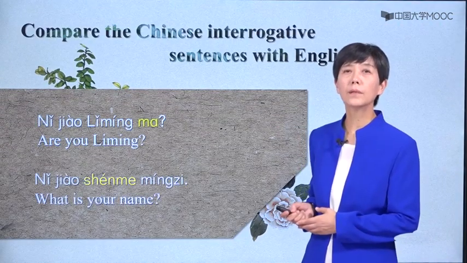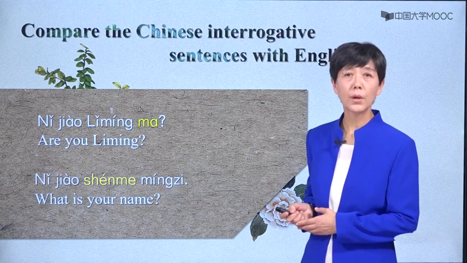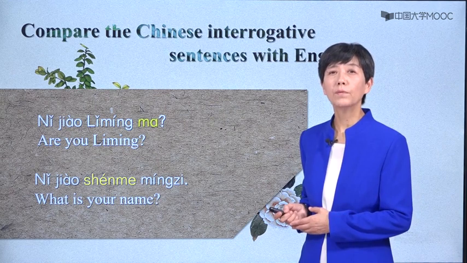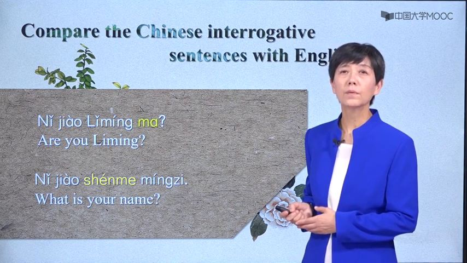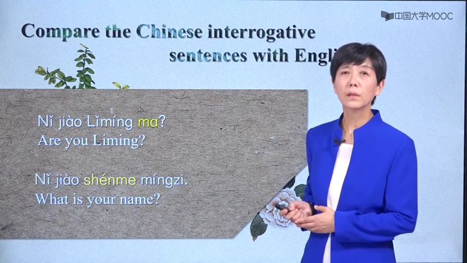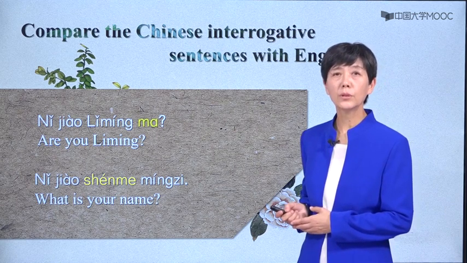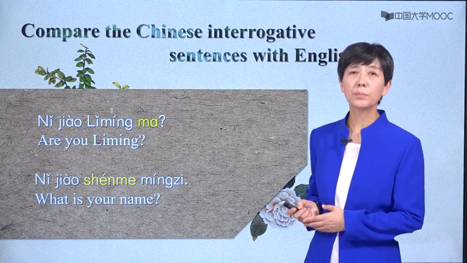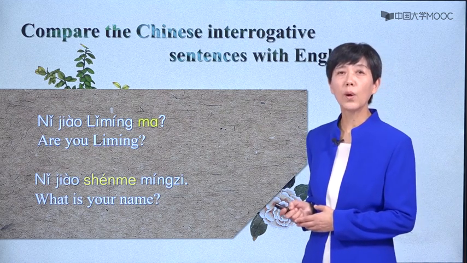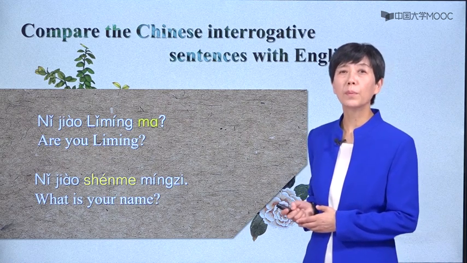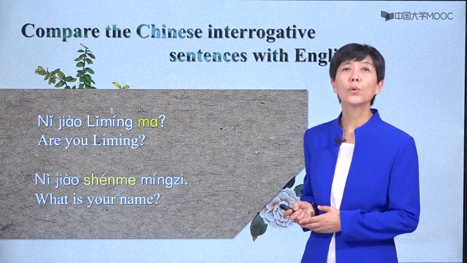Let us compare the 2 kinds of Chinese interrogative sentences with English. English speakers will reverse the order of subject and verb whether they raise a yes-no question or an information question. But Chinese speakers just add a question word at the end of the sentence or replace the question word with the answer.